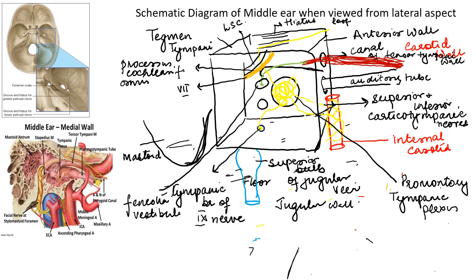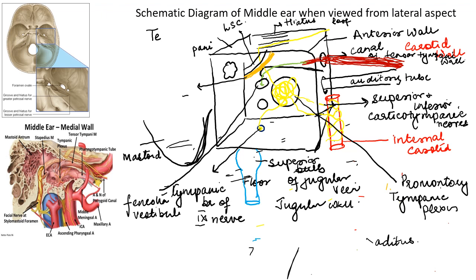Now that gets us to the last wall, which is out here, the posterior wall. Now present in the posterior wall, number 1, is an opening, which is irregular in shape and is known as the aditus. I'm writing here, you can label it there. The aditus allows the middle ear cavity to communicate with the mastoid antrum and the mastoid air cells which are present here.